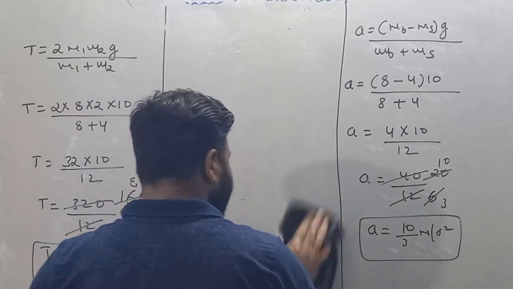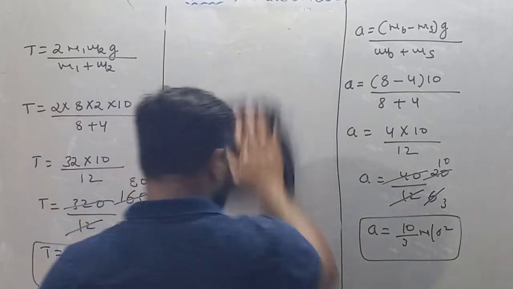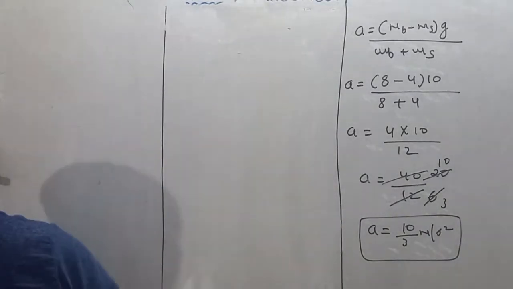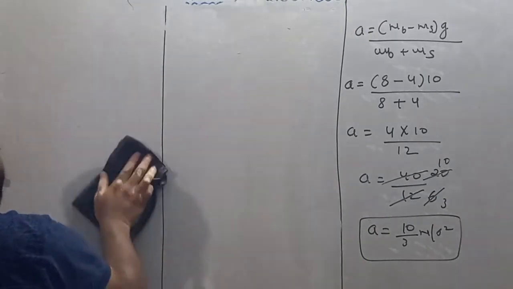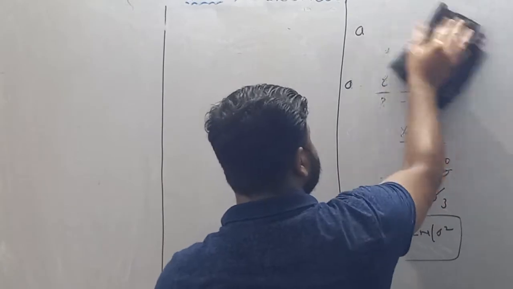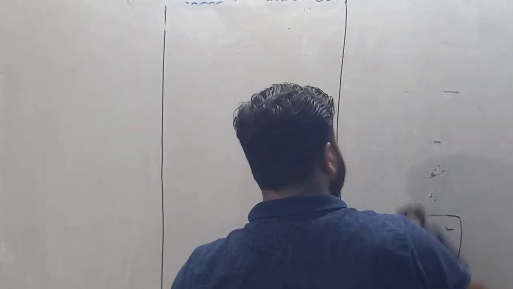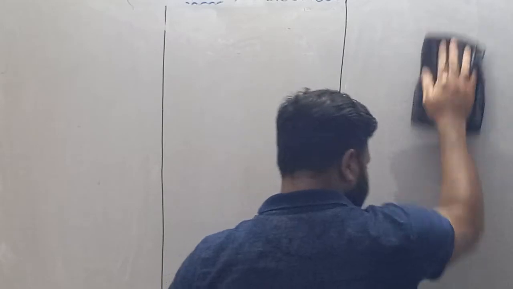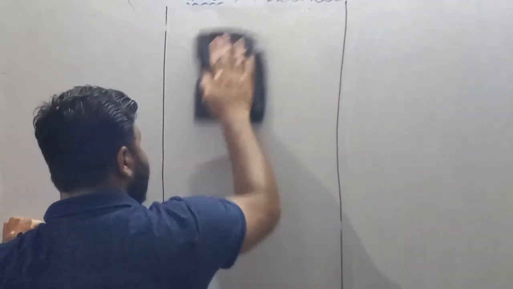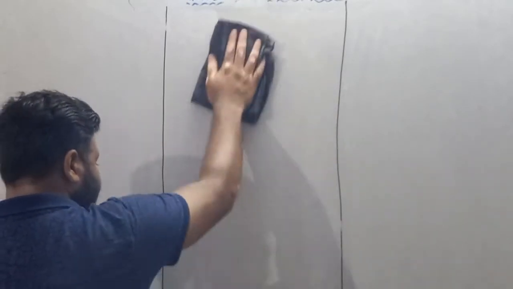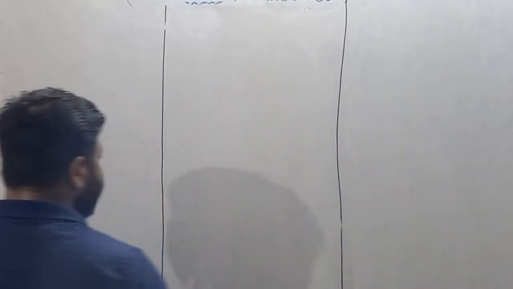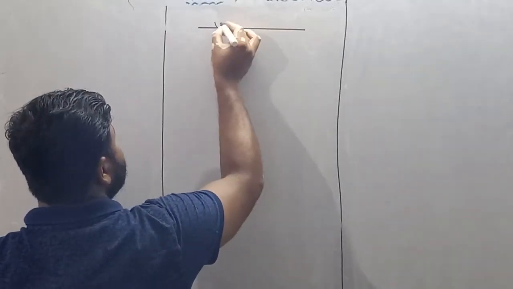If we have two blocks on one side, then how do we find the value of acceleration and tension? So write down: find the value of acceleration and tension on the strings.